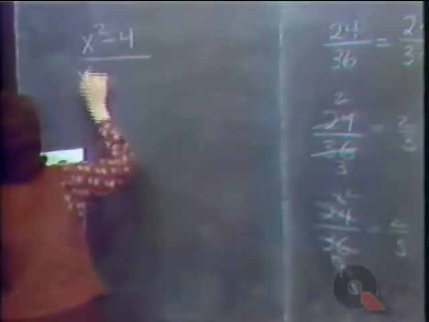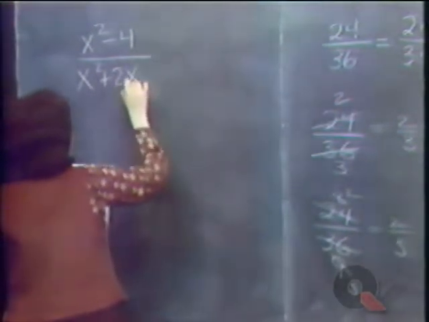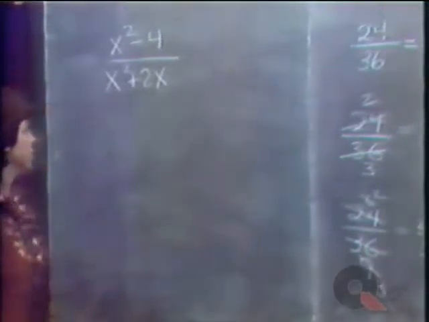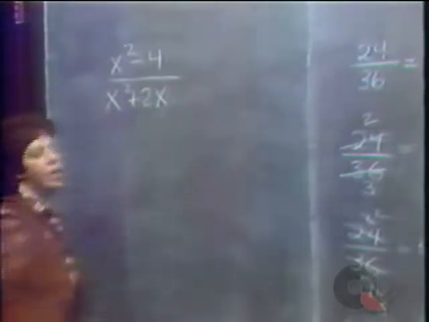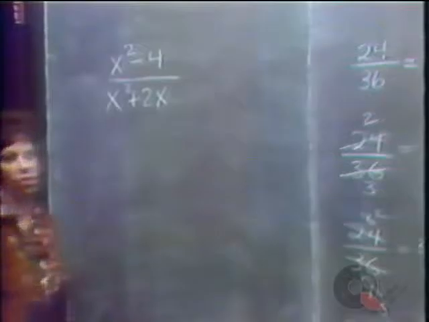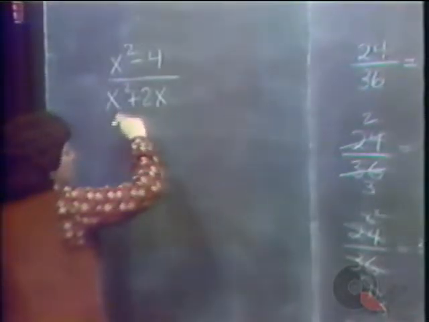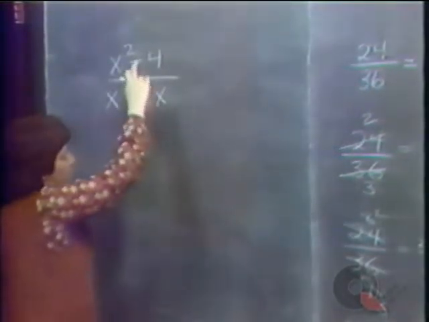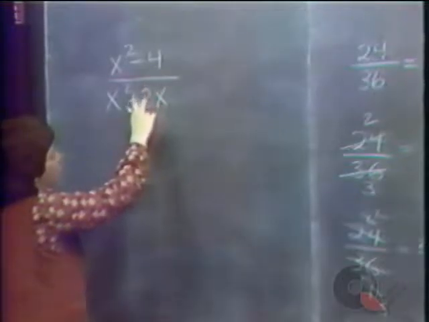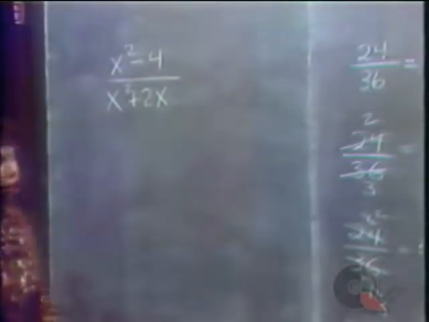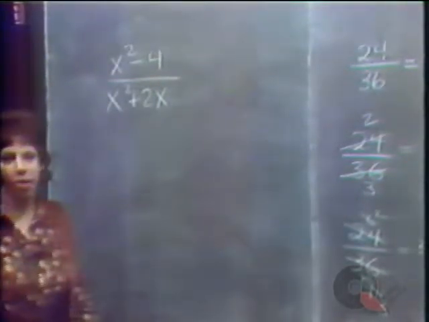X squared minus 4 over x squared plus 2x. First of all, we cannot cancel the x squareds right off the bat here. They are not factors in the top and the bottom. Nor can we cancel the 2 into the 4 or something like that. 2 is not a factor in the denominator nor in the numerator. Okay, that doesn't mean you give up hope altogether on a problem like this.